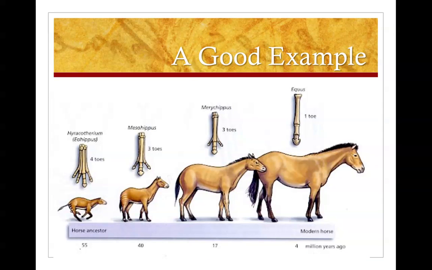A better example would be something like this. In the fossil record about 55 million years ago, they found fossils of these little creatures about the size of a small, medium-sized dog that had many of the same traits as a horse. It had most of the same toes. A lot of the bones are in the same places.